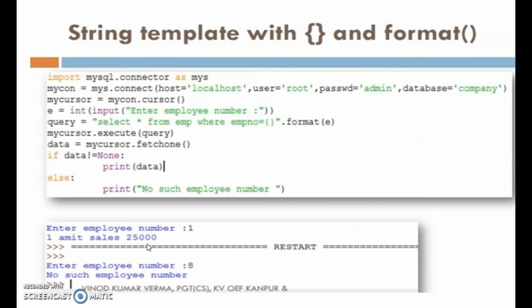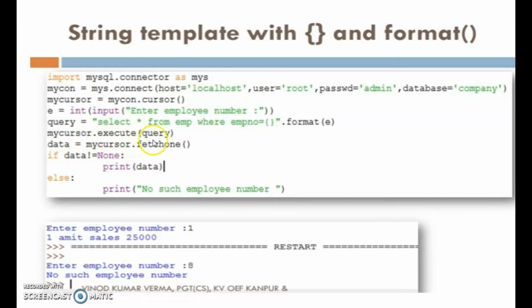Okay, children. So let's check one example. See here, import mysql.connector as mys, then the mycon connectivity object and the cursor object. Then e is equal to int(input("enter employee number")). Then query is equal to "select * from emp where empno = {}". Then the quotation is closed here. Then dot format(e). See here, the format function sends one argument e, where e is the employee number we read from the user.